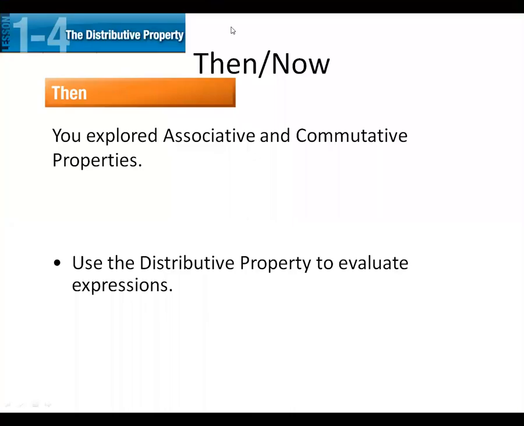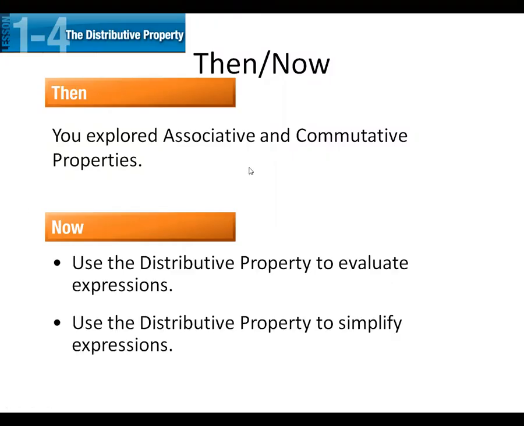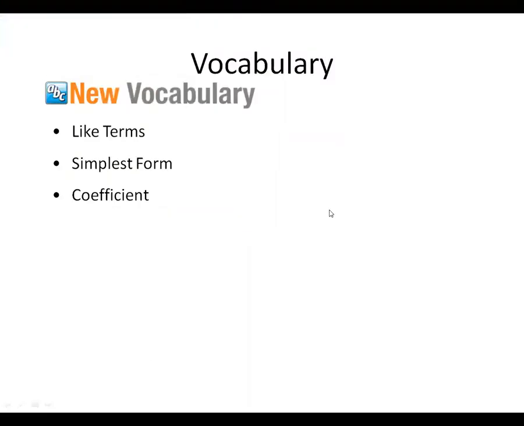All right, guys, continuing on with section 4 of chapter 1, called the distributive property. So last time we talked about the associative and commutative properties. Now we're going to talk about the distributive property, and we're going to use that to evaluate expressions and to simplify expressions. So we're going to talk about things called like terms, something called simplest form, and a thing called the coefficient. So we'll explore all that in a minute.